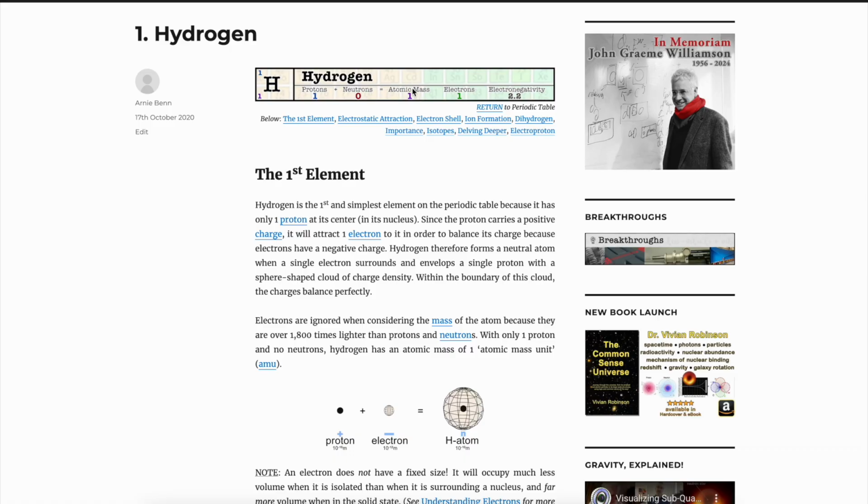Hydrogen has a mass of 1. Now the mass of 1 refers to the proton, because protons are 2,000 times heavier than electrons. So we don't count the electrons in the atomic mass, we only count the protons and the neutrons. And since the vast majority of hydrogen atoms do not have a neutron, the atomic mass will be 1.